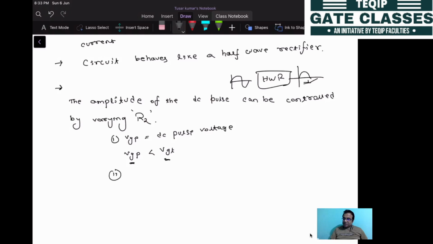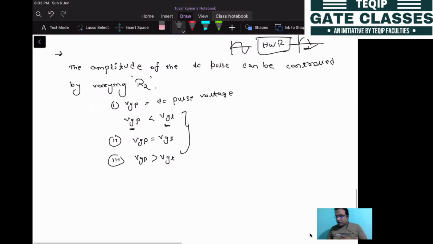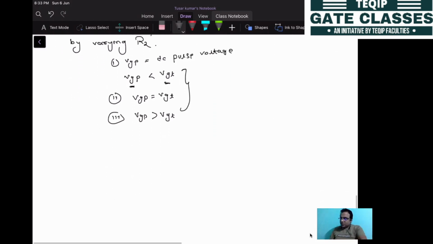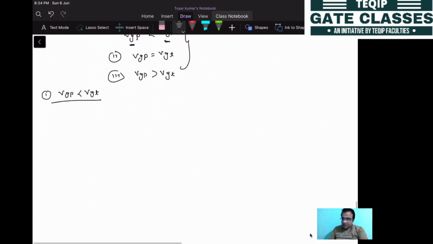The second case, we will see that VGP is exactly equal to VGT. The third case, VGP is greater than VGT. So we'll see these three conditions, whether the device gets on or not, and if the device gets on, how the output voltage and output current will be. Now let's see the first case, that is VGP less than VGT. For that, let's draw the waveforms.